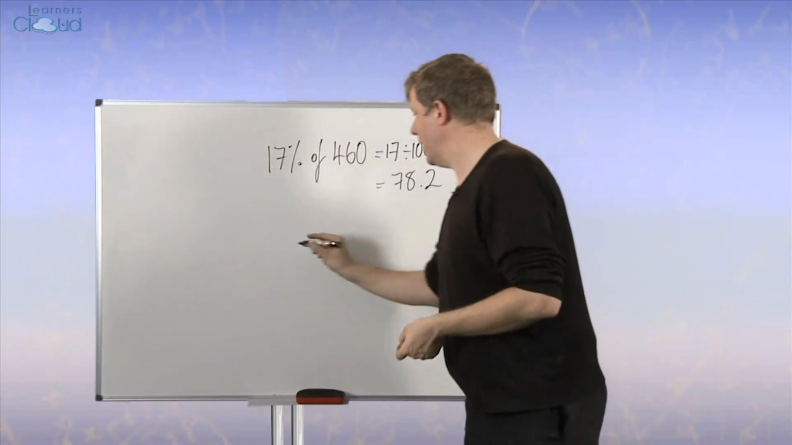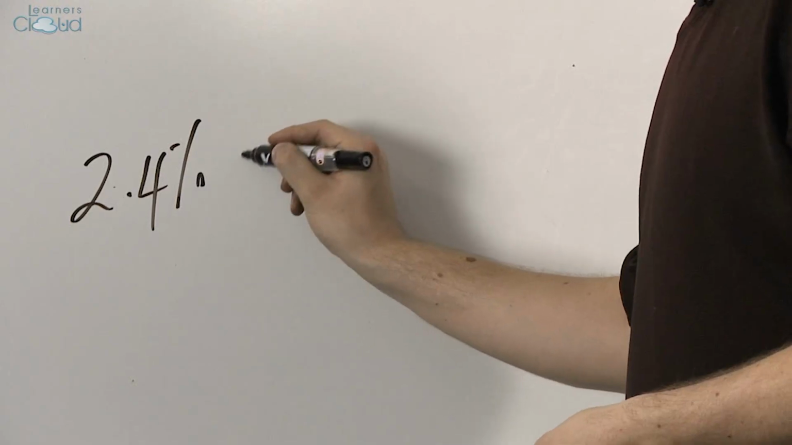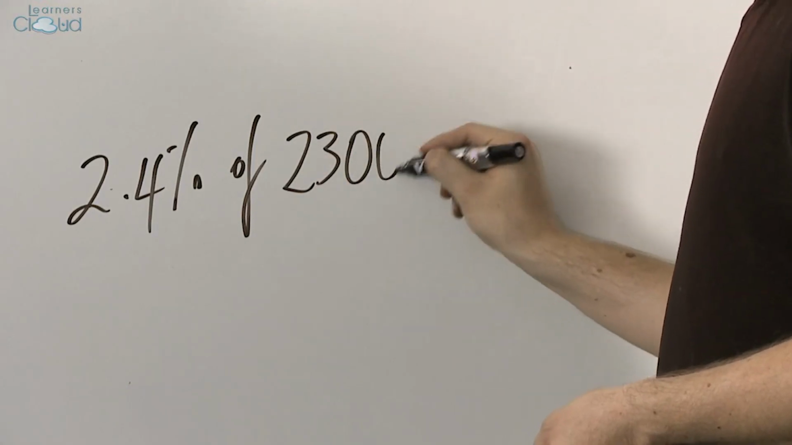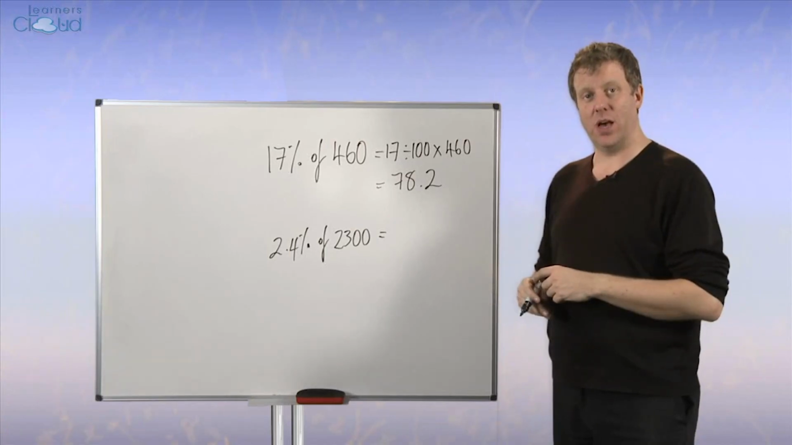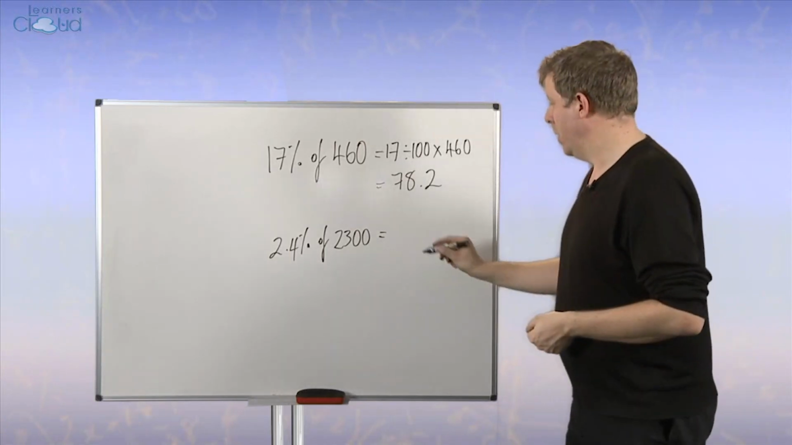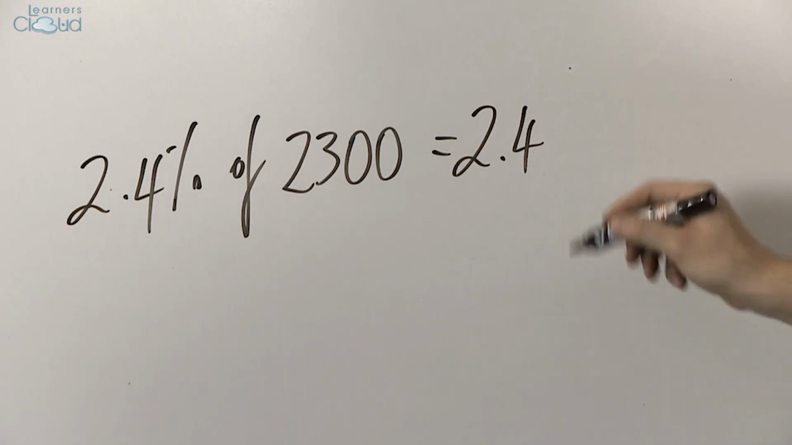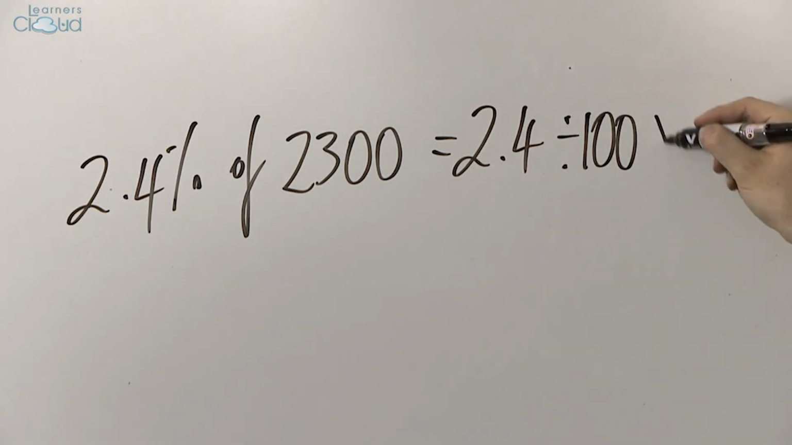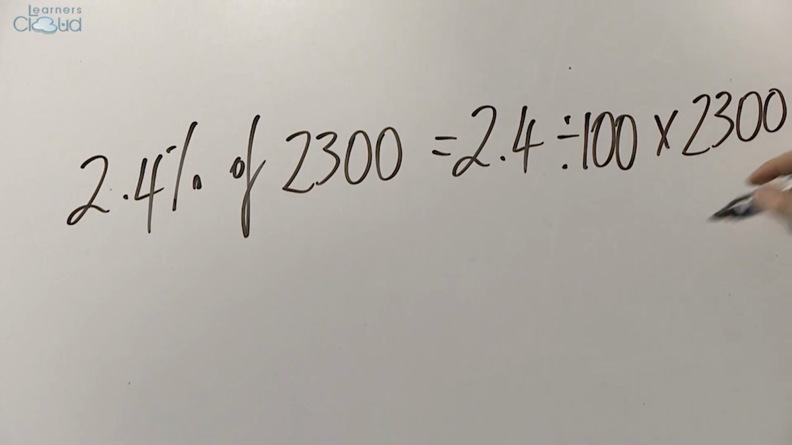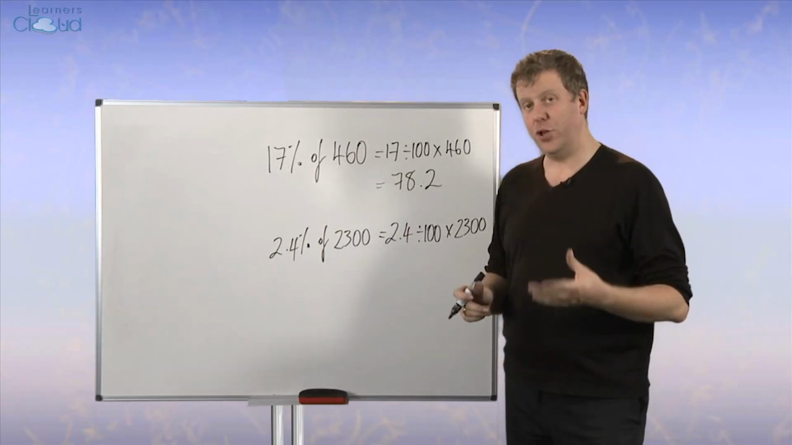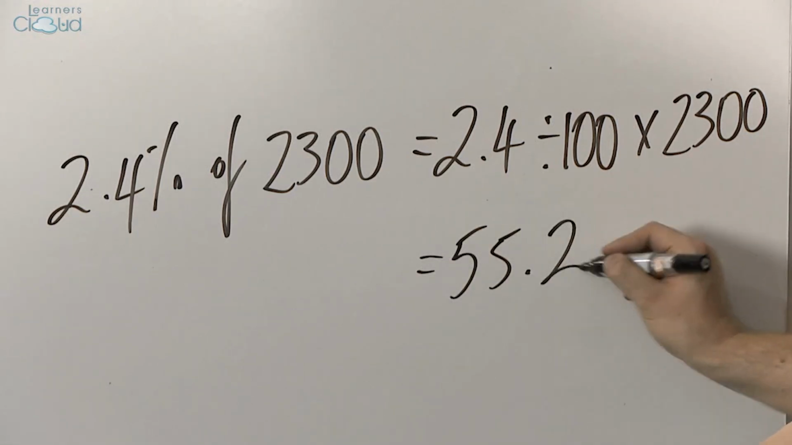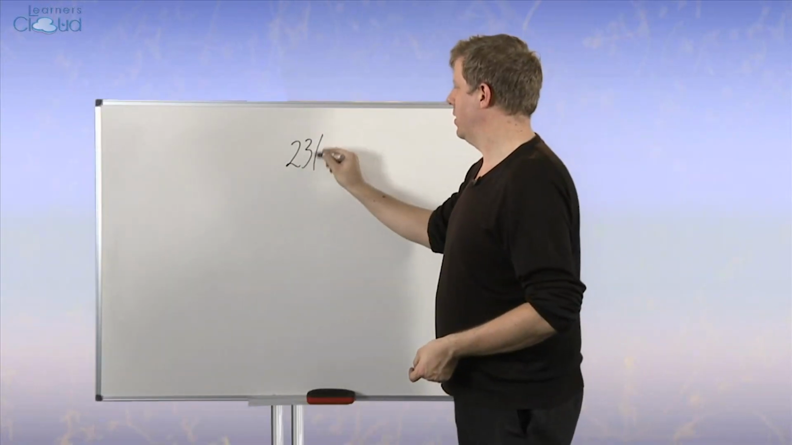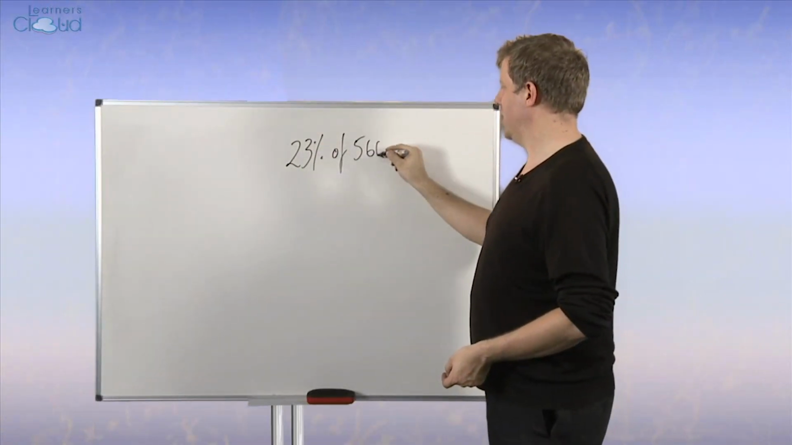The next one we'll look at is 2.4% of 2,300. So we take our percentage, we divide it by 100 and multiply by the amount. So this time we're going to do 2.4 divided by 100 multiplied by 2,300. And if you do that on your calculators, you should come up with the answer 55.2. So the last question we'll look at is 23% of 5,600.